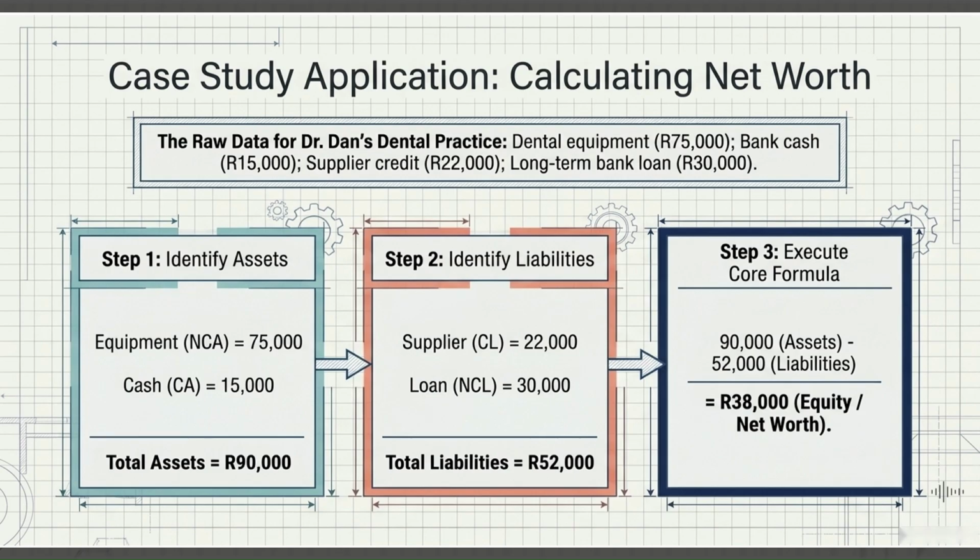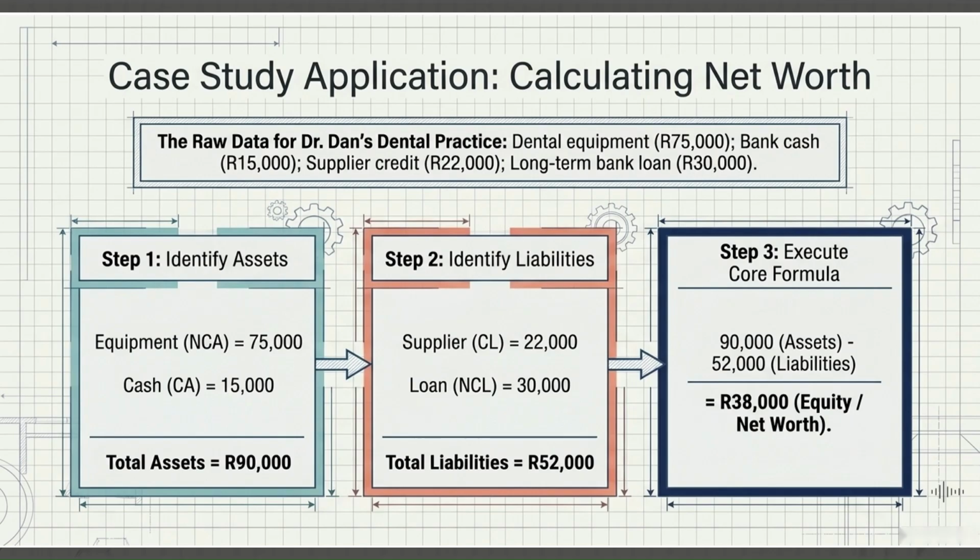Step two: identify the liabilities. The 22,000 owed to a supplier is a present obligation from a past event, settled by an outflow of cash. A current liability, because supplier accounts fall due within the year. The 30,000 Rand bank loan is non-current. Together, total liabilities of 52,000 Rand.